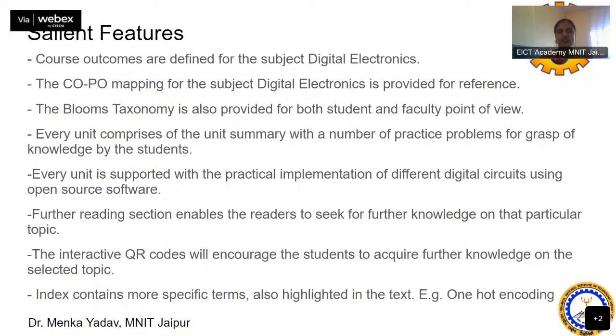We have salient features of the book like this: course outcome based education, CO-PO mapping, Bloom's taxonomy. Every unit has a unit summary. So once you read the unit summary, you will recall all the topics. It will be actually good for the learners. And it has practice problems of every level, like very short answers, multiple choice questions, fill in the blanks, short questions, a little bit tough questions, and broader questions which are of higher order thinking.